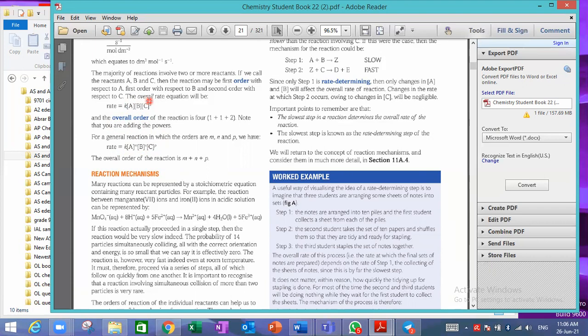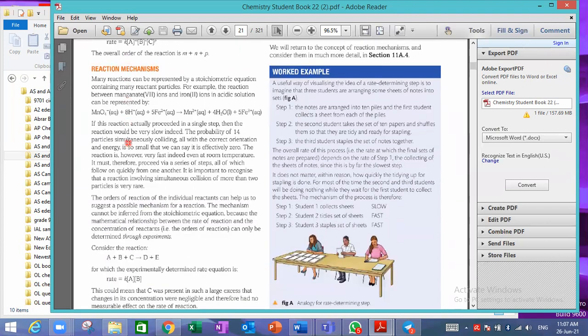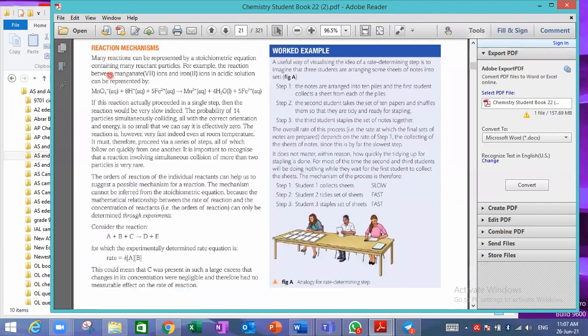And as I told you before, we don't get the rate equation by just looking at our reaction, by the equation of the reaction. We cannot determine the rate equation by such. We have to do experimental methods in order to get the rate equation. Okay. Now we come to something called the reaction mechanisms.